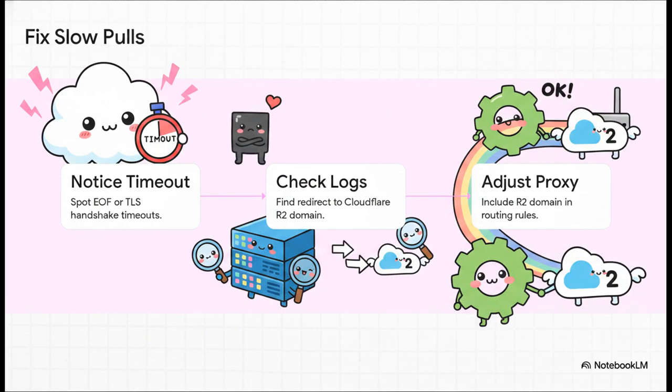Now, the slow download issue is a sneaky little networking trap. When you pull the model, the initial request hits the Ollama registry. But then it hits the 307 redirect to Cloudflare R2 storage for the actual massive file download. If you're running a custom DNS, a proxy, or split routing, and you only whitelisted the Ollama domain, your multi-gigabyte download will time out and throw an unexpected EOF error. Just adjust your network rules to include that Cloudflare R2 domain, and your download speeds will go right back to normal.